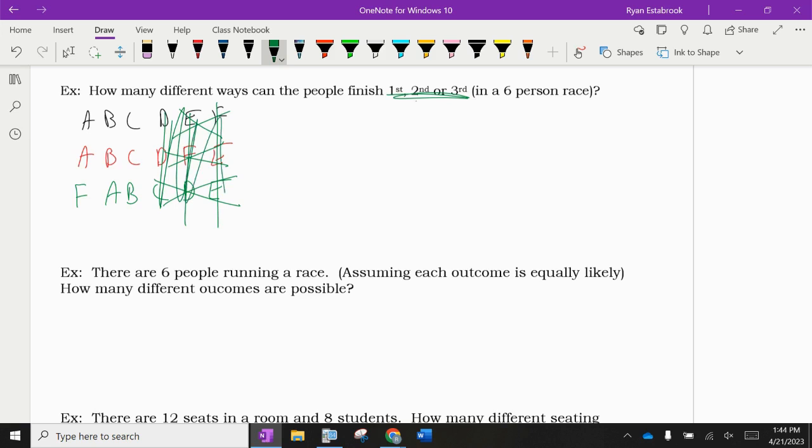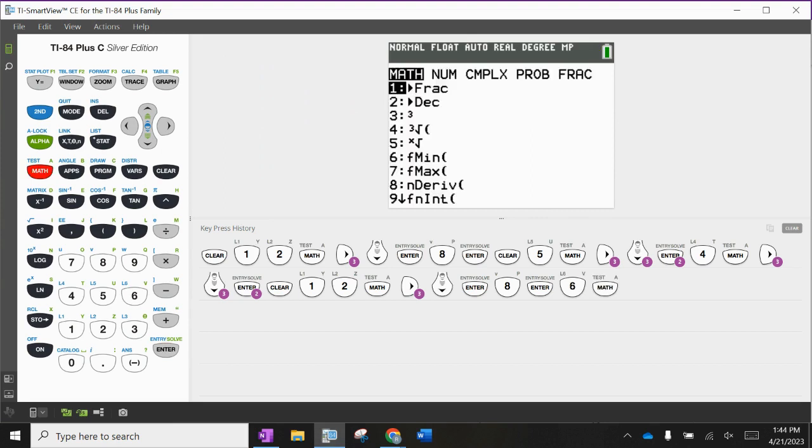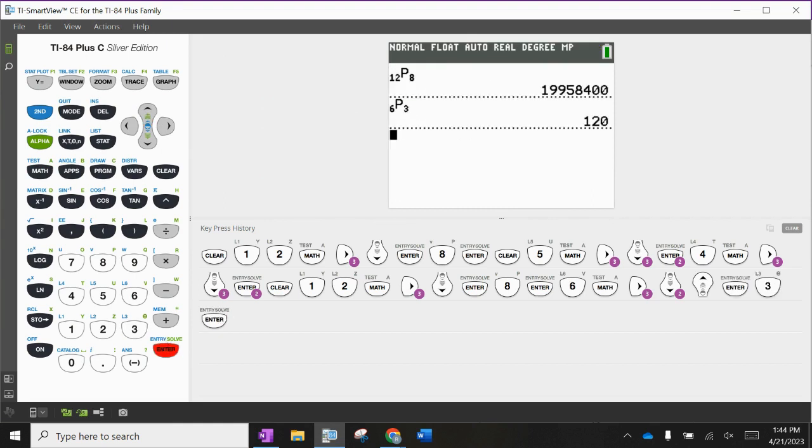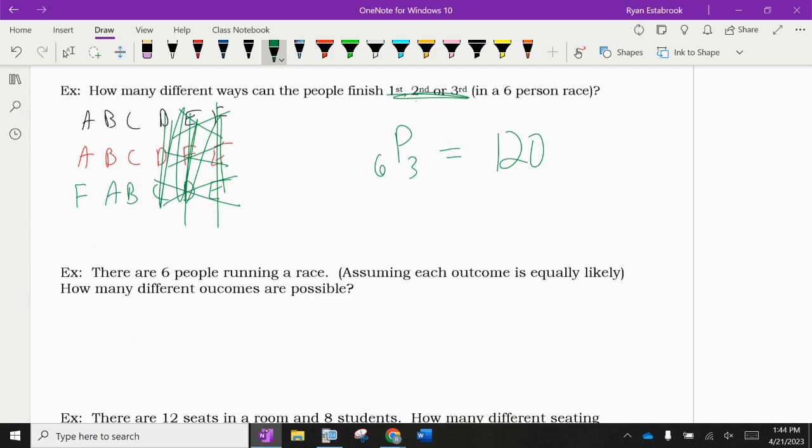How do I do a problem like this? 6 people. And how many ways can we pick 3? Out of the 6, in how many ways can we order just the top 3? Not the top 6, not the top 4, just the top 3. So calculator, 6, math, nPr, 3. There are 120 possible ways to get a first, a different second, a different third.